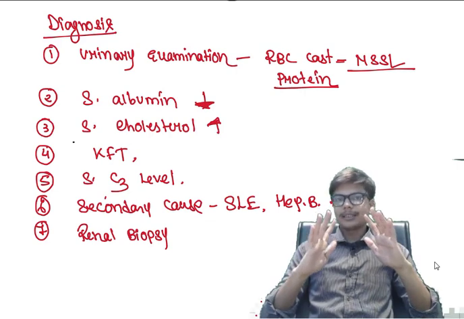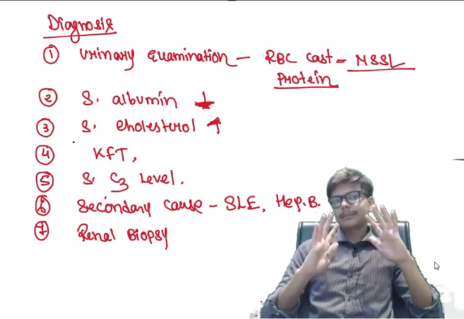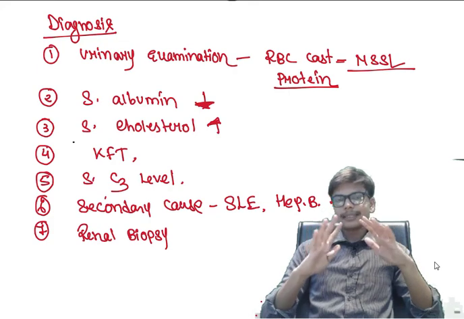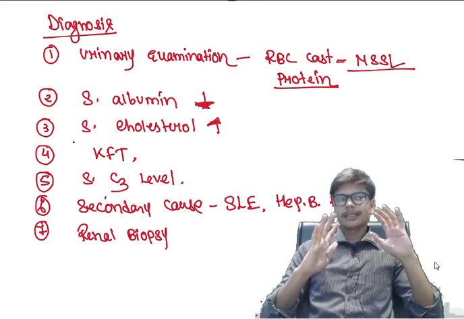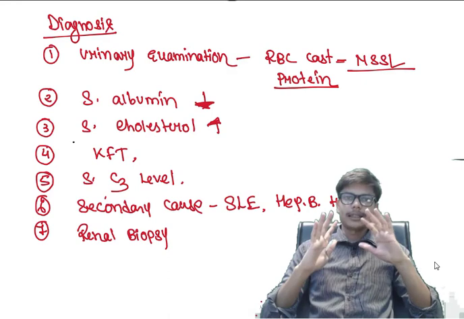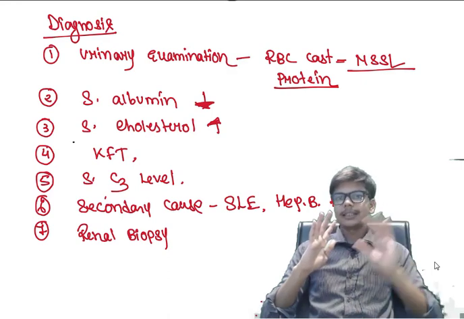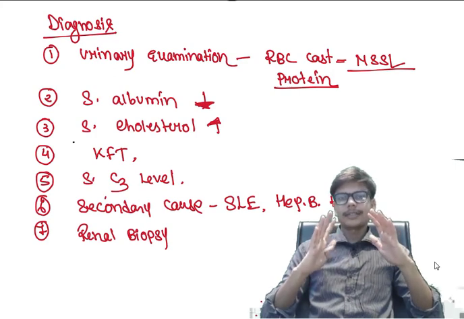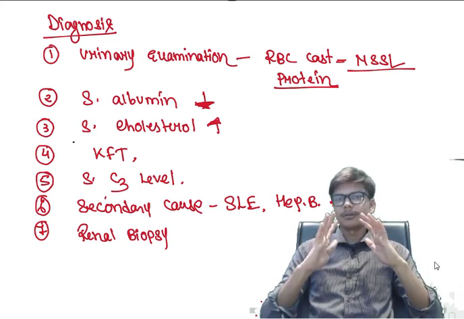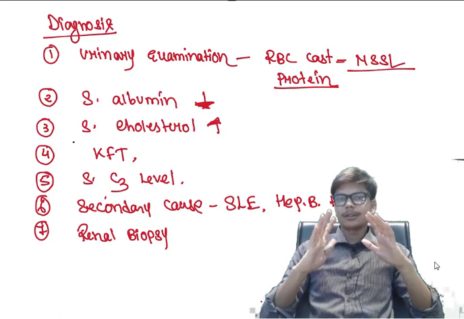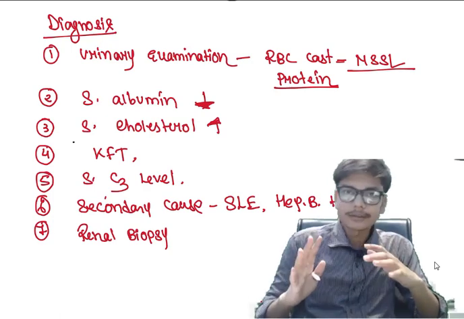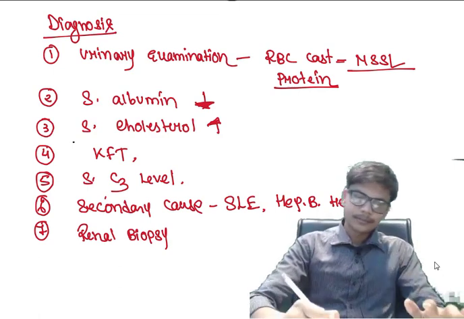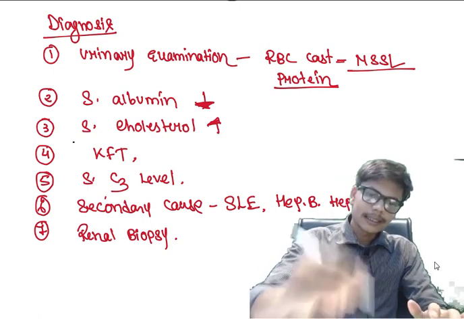If the patient is not responding to steroid, or if the patient is having proteinuria for a long duration and is not responding to steroid, or if the patient's kidney function is deteriorating, we can go for renal biopsy to find out actually what the cause is leading to all these symptoms, which we are not able to treat by steroid use. So these are the investigations we have to do for diagnosis of a patient of nephrotic syndrome.